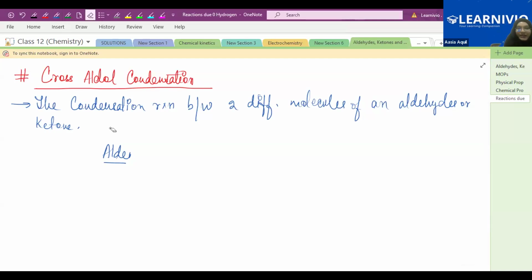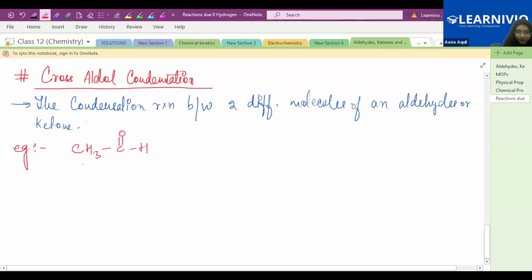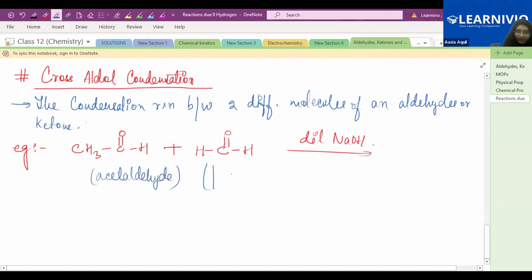Okay. Now let's understand the mechanism of this. Let's take an example. Suppose we take CH3CHO, I'm just taking both the aldehyde groups. This is CH3CHO, and the second molecule, if I take formaldehyde, and in the presence of, this is again base catalyzed, dilute NaOH. Now see, CH3CHO, this is your acetaldehyde, and this is your formaldehyde.